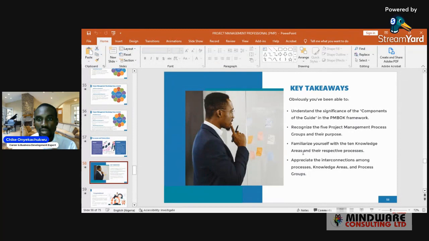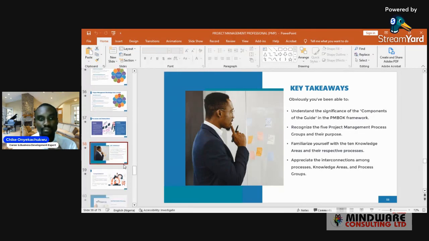Then also, we'll be able to familiarize ourselves with the 10 knowledge areas and their respective processes. Now, like I said before, you have a detailed explanation of all process groups and knowledge areas in the PMBOK guide, which you already have in your possession. So you would do well to visit the PMBOK guide and then look through these process groups and knowledge areas in more detail. All right. So lastly, you'll be able to appreciate the interconnections among the processes, knowledge areas, and process groups.